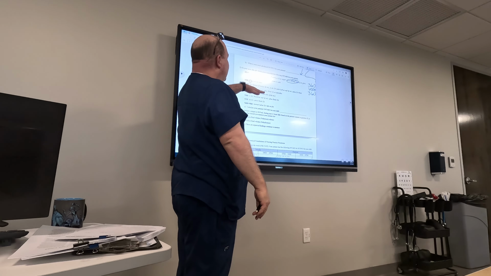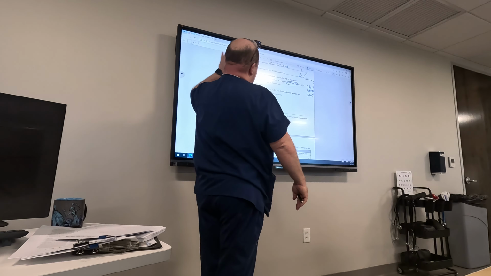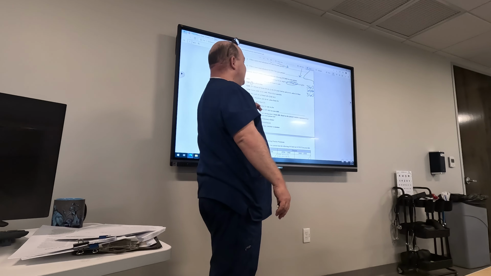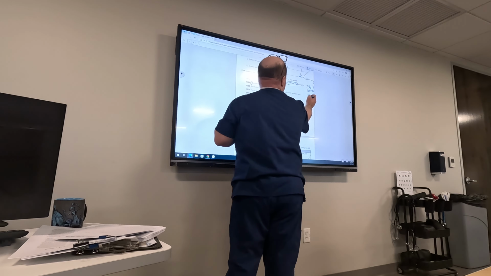Okay. Now we've got an infusion of Zosyn, 50 milliliters again, 2 milliliters of an IV push Zofran, and 10 milliliters of saline. How much is that? 62.